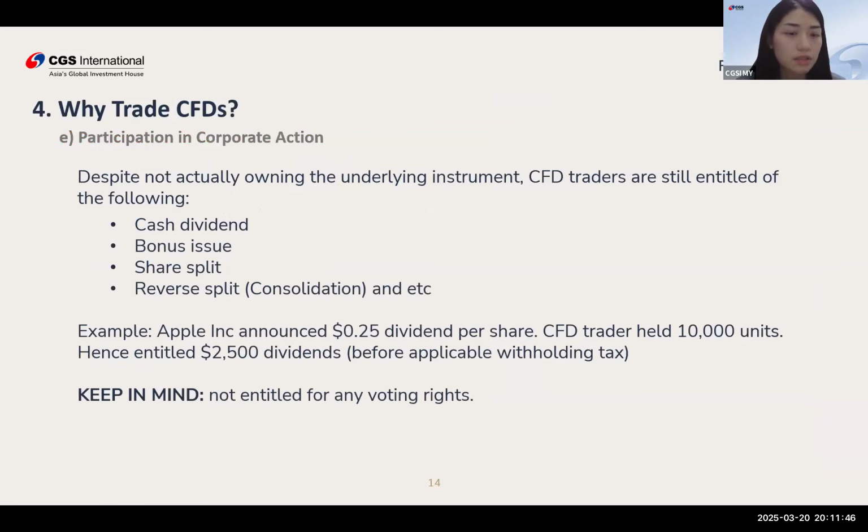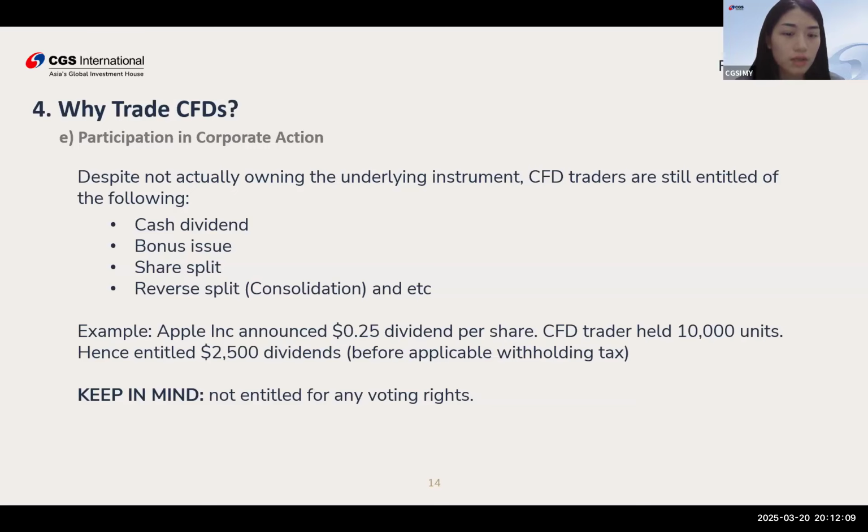Okay, next. Participating in corporate actions is also one of the advantages of trading CFDs. Despite not actually owning the underlying instrument, our CFD still allows you to enjoy the following corporate actions: cash dividend, bonus issue, share split, and also share consolidation.